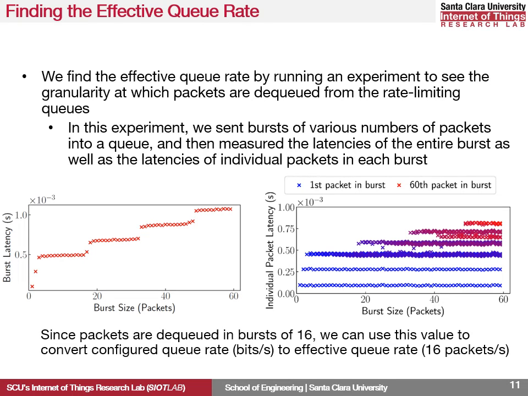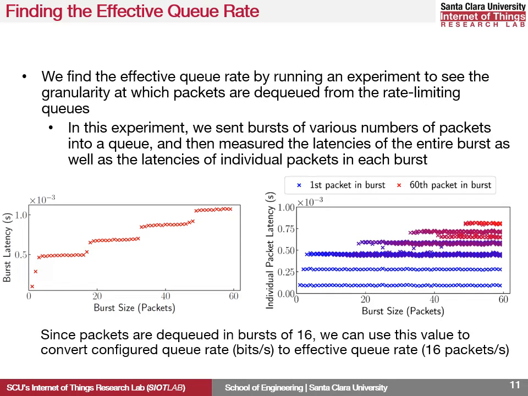The packets near the start of the burst are closer to blue, while the packets near the end of the burst are closer to red. Once again, we can see that the packets are not dequeued one at a time, but rather in small bursts of multiple packets at once. As both figures show, packets are not dequeued individually, but rather in chunks of 16.